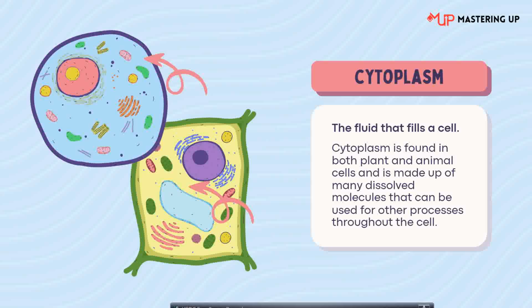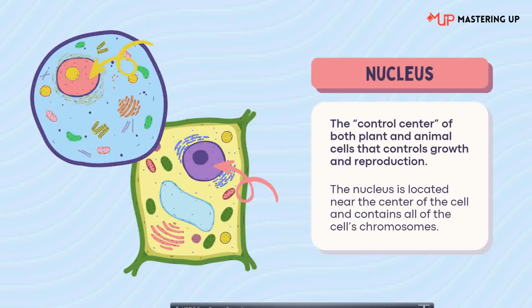So this cytoplasm is present in both plant and animal cells, and it is made up of many dissolved molecules. So this cytoplasm is not just simply a liquid, it has many dissolved molecules in it. These molecules can be used for different processes, different functions that are being carried out by different organelles in the cell. So these molecules can be used for those purposes all throughout the cell.